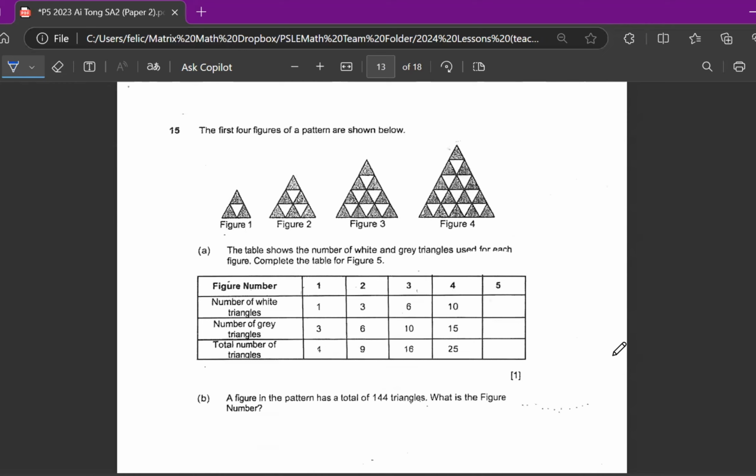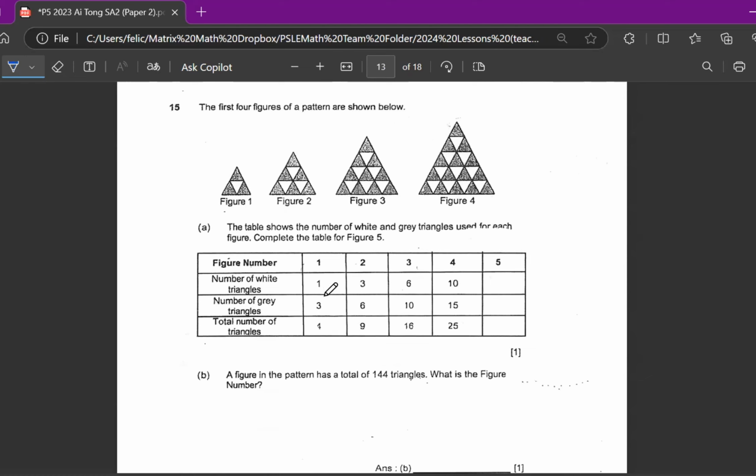Okay, let's move on to question 15. This is on patterns. We see a pattern here of shaded and unshaded triangles. Let's call it gray and white triangles. Follow the words here: complete the table for figure 5. Notice that the white triangles keep increasing, but they don't increase in a constant manner.